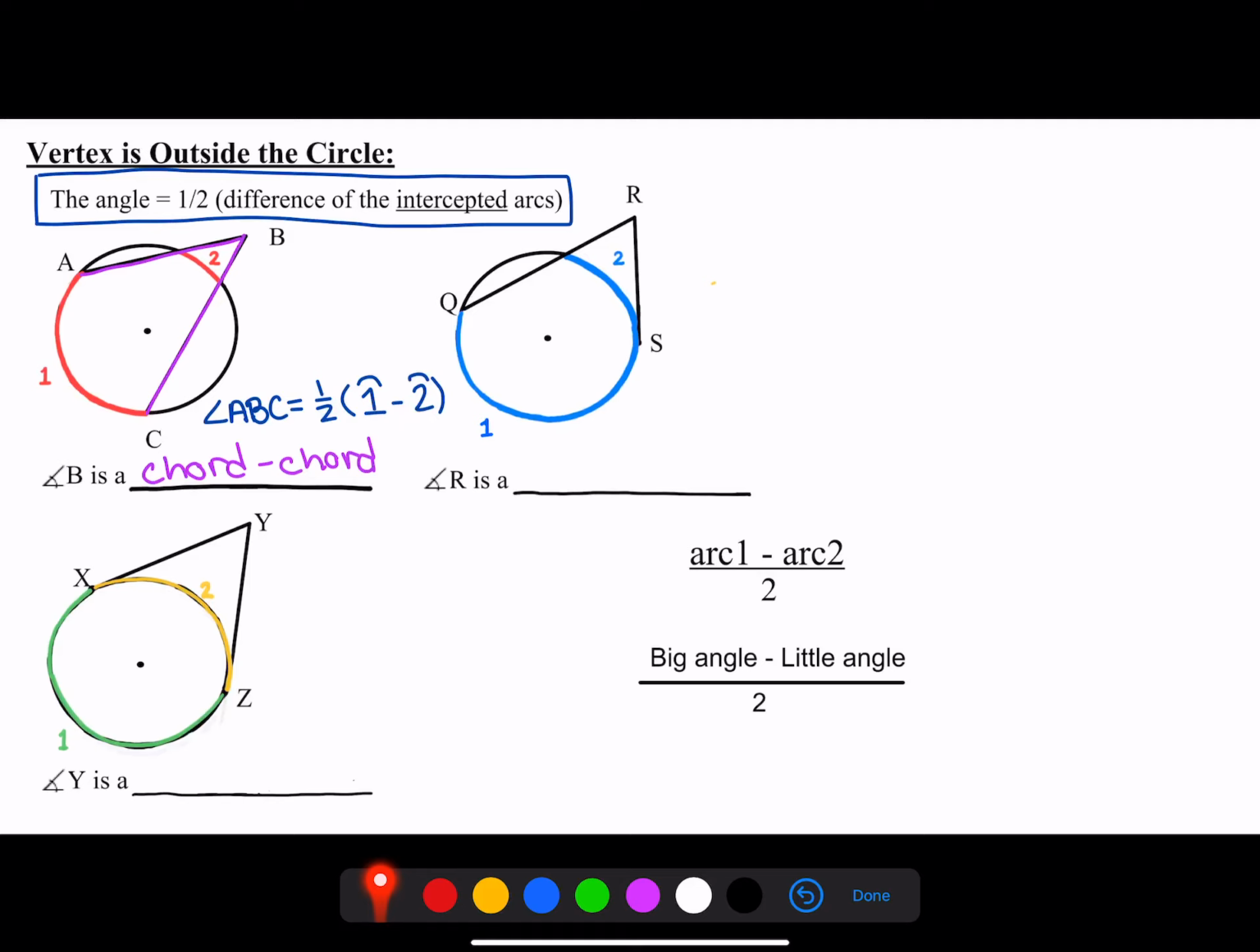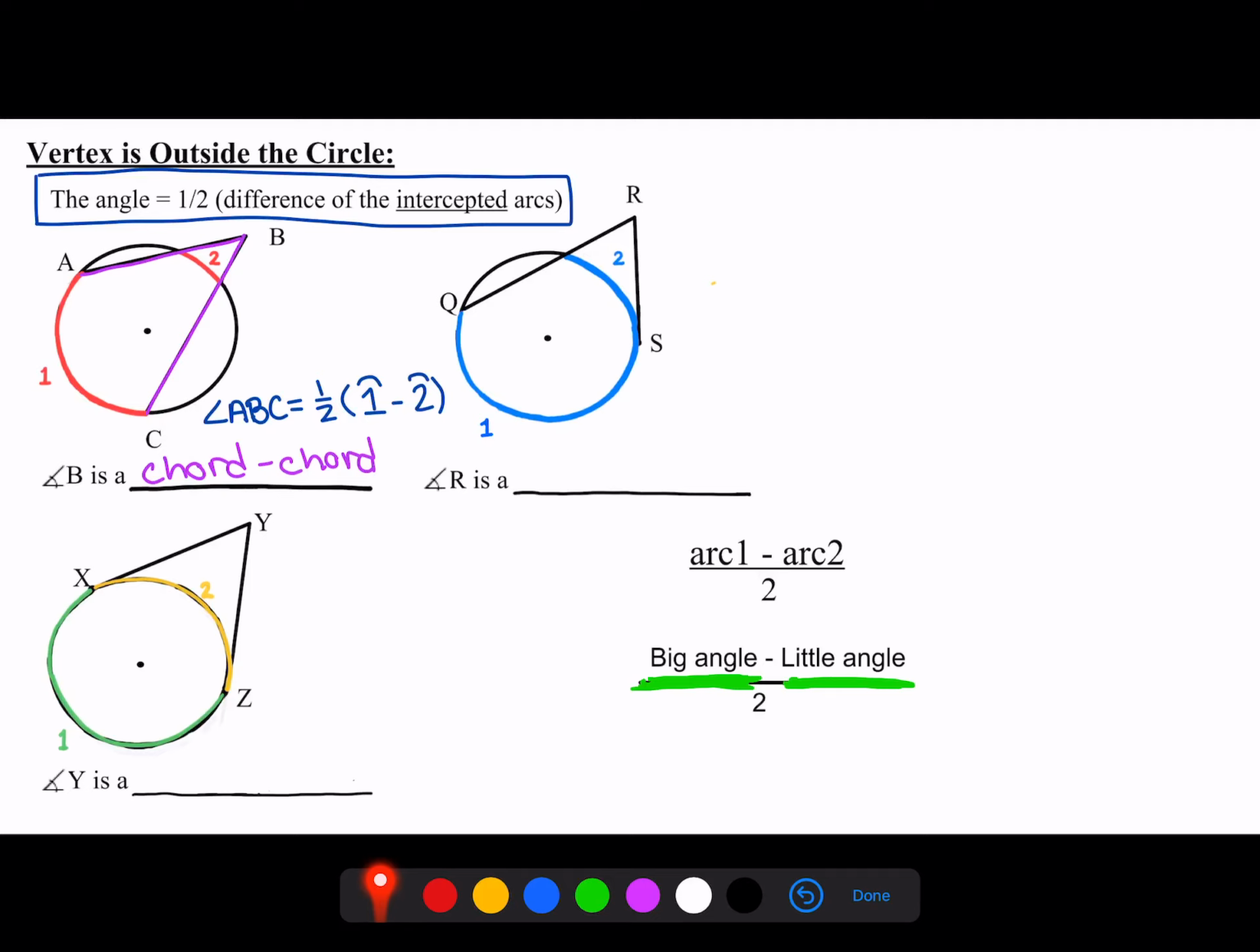So anytime that they intersect on the outside, the vertex is on the outside, we're always going to do subtraction. Always subtraction. Along with that, it's very important that we do big arc angle minus little arc angle. We shouldn't be getting any negatives for these answers. If you do get a negative, you mixed this up. You got the big angle and little angle mixed up. So if you're getting negative answers, just flip these around and you should be good to go.